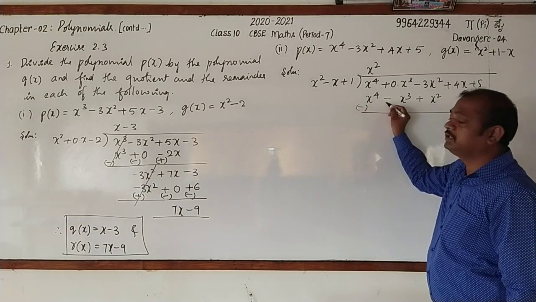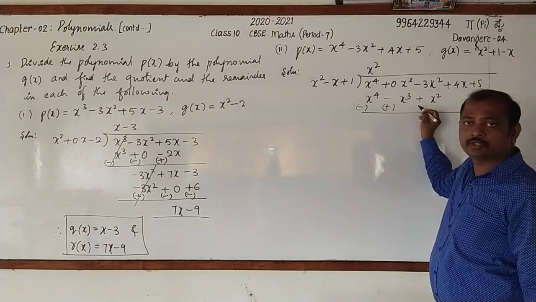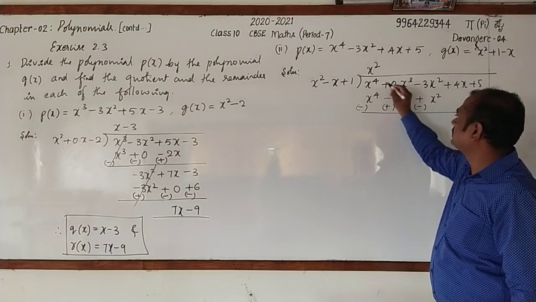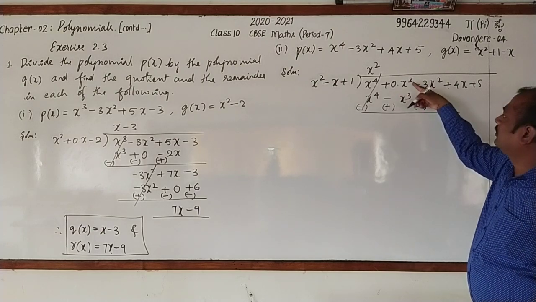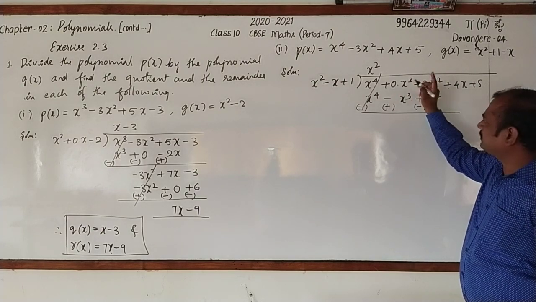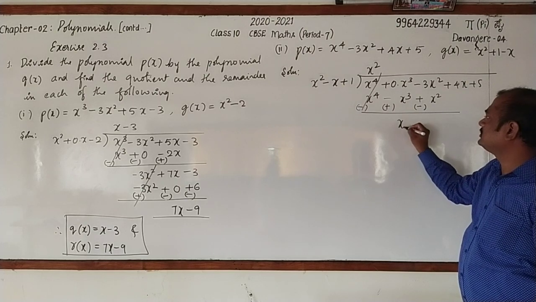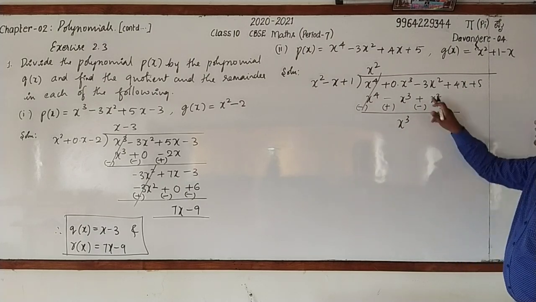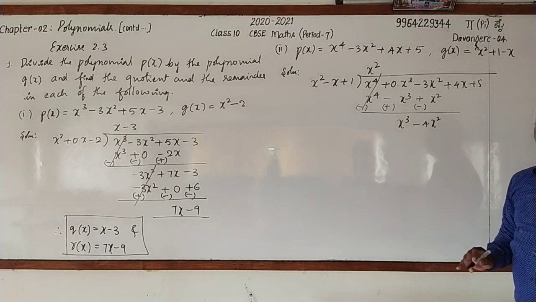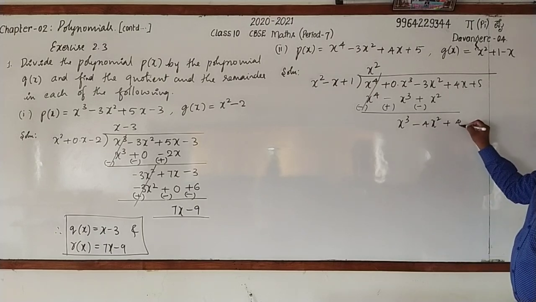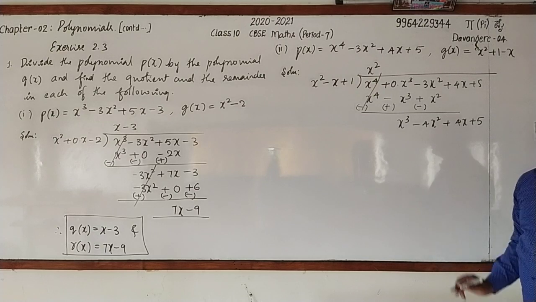This is minus, here plus. What about here? This is minus. Same terms with a different sign get cancelled. Now, 0x cube, nothing but 0. 0 plus x cube, just x cube only. Minus 3x square minus 1x square, minus 4x square. Then carry down 4x plus 5.